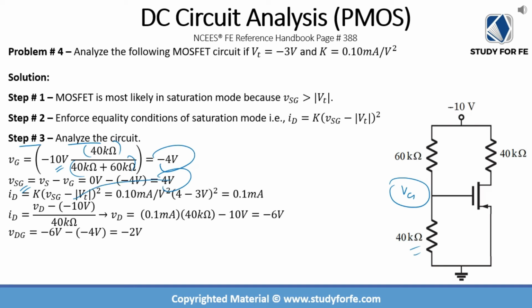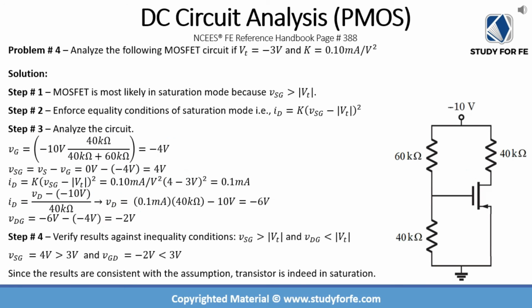I'm going to substitute that in here for ID and calculate the value of ID. And ID is equal to VD minus 10 volts, because the drain current is flowing like this. This is the drain voltage. So VD minus 10 volts, I rearrange this for VD and I get this value for VD. And then I can also calculate VDG, which is this value. And in step number 4, which is our final step, we verify the results against the inequality conditions.